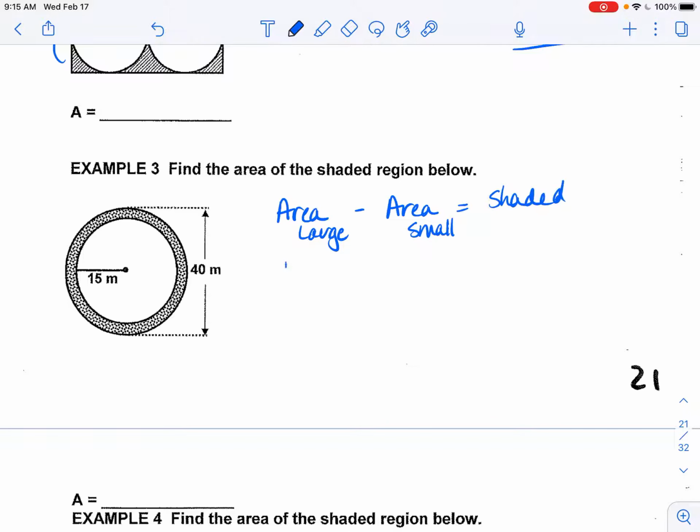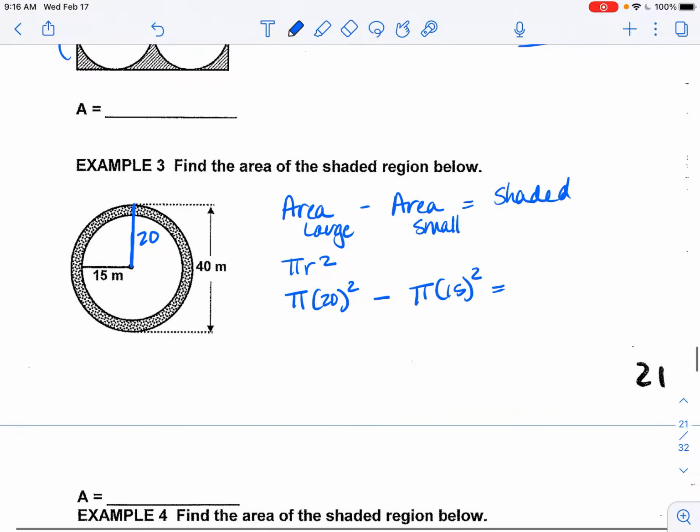Okay, so first thing we have to do, pi r squared. We've got to find the radius. This 40 represents the diameter of this large circle. That means my radius of this circle would be 20. So this is pi times 20 squared. And the area of the small circle has a radius of 15. So pi times 15 squared.